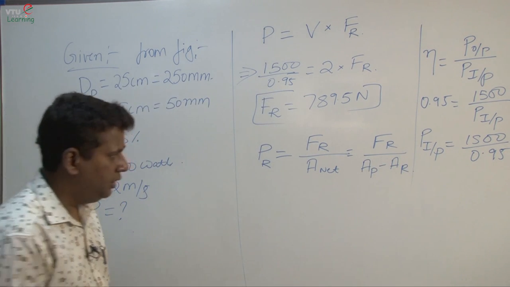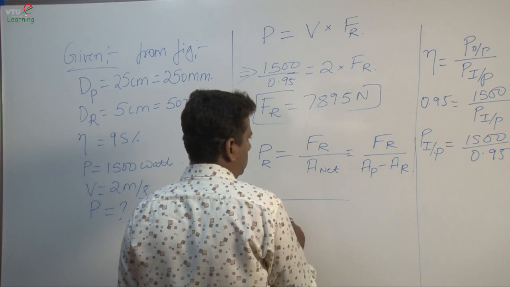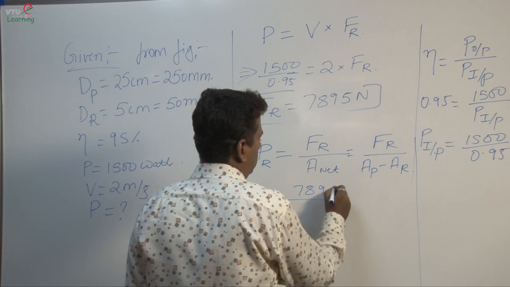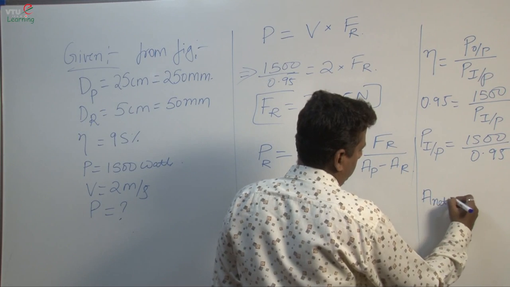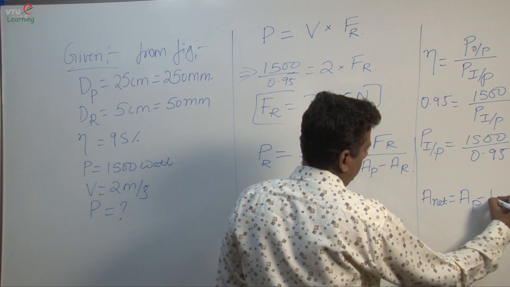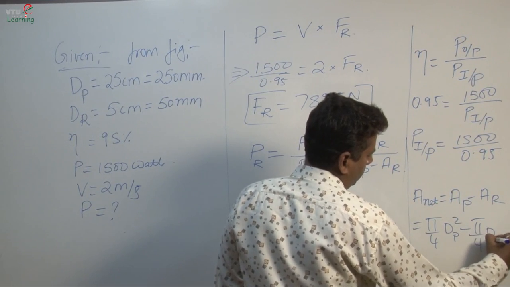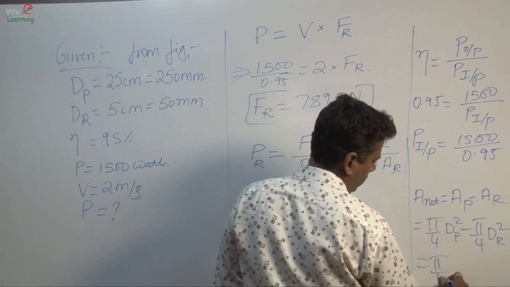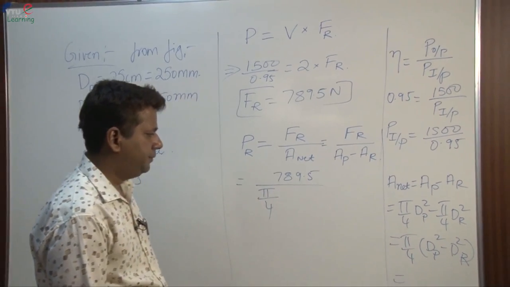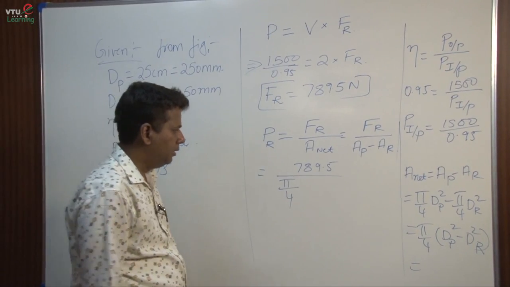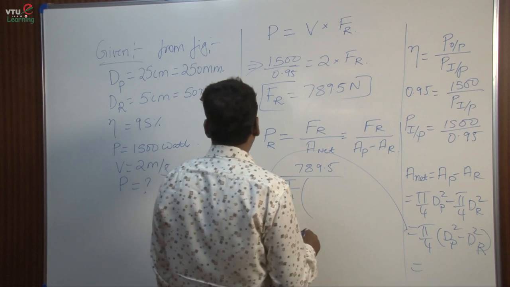So we can calculate the net area. So directly I will take pi by 4. So if you want, you can calculate the net area. Net area is equal to AP minus AR. So pi by 4 into DP square minus pi by 4 into DR square. Pi by 4 into DP square minus DR square. Okay. So we can bring it here. So DP square minus DR square.